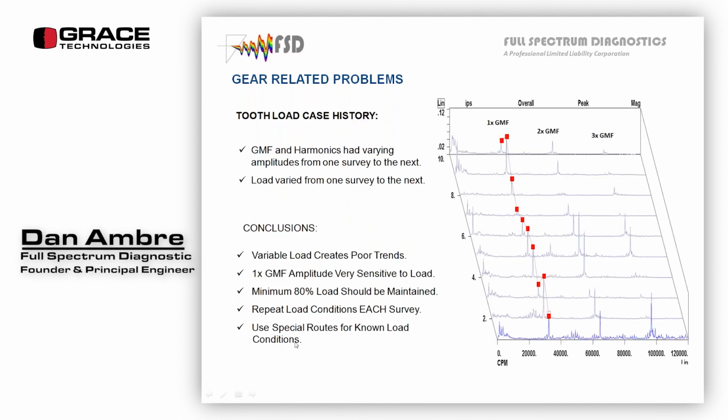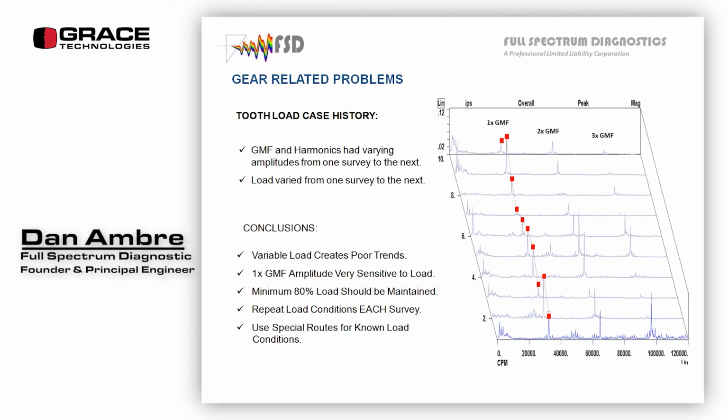Okay. This is a tooth load phenomena, and this was that process that we talked about earlier. This was the extrusion process. And you can see the 1, 2, and 3 times gear meshes over time. This was 3, 6, 9, 10 surveys. So it's almost a year of data, and they're bouncing all over the place. So there's not a good trend in any of the harmonics.